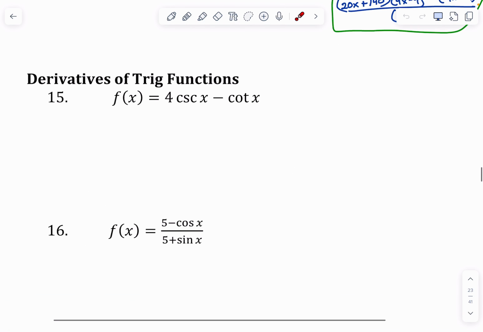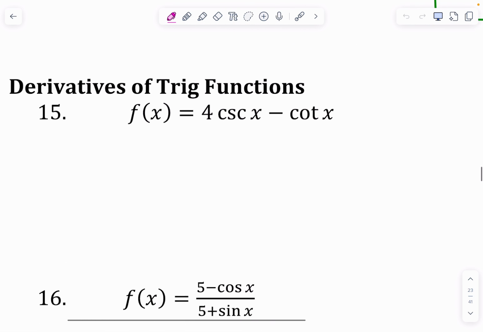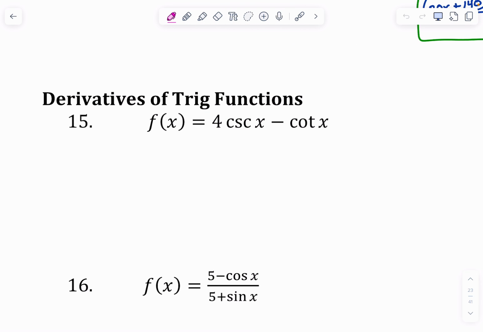Trig functions. Number 15 is going to be which rule? The power rule. It is just straightforward. We're going to substitute in what the derivatives are. For cosecant, what's the derivative of cosecant? Look at your blue sheet. Negative cosecant cotangent. So what does the 4 do? It stays. Negative 4 cosecant x cotangent x.